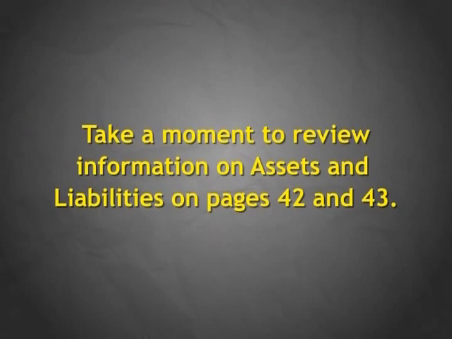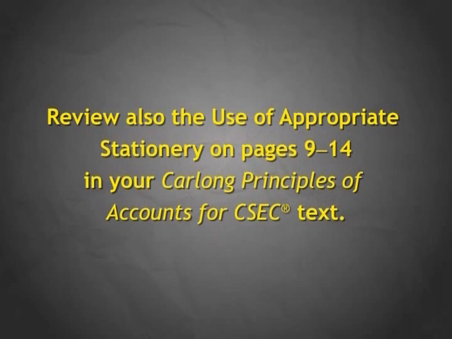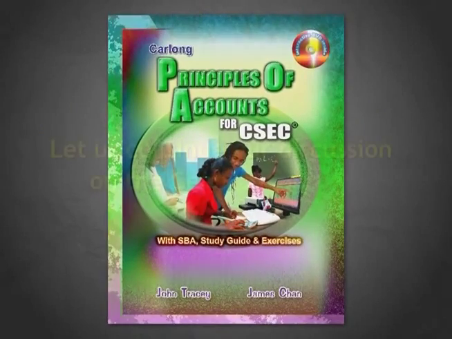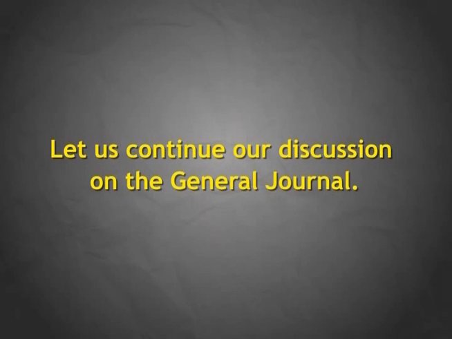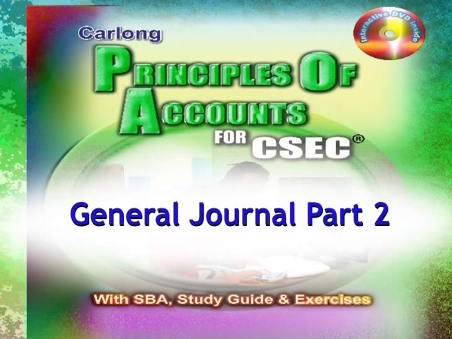Take a moment to review information on assets and liabilities on pages 42 and 43. Review also use of appropriate stationery on pages 9 to 14 in your Kalong Principles of Accounts for CSEC text. Let us continue our discussion on the General Journal. Join your facilitator, John Tracy.